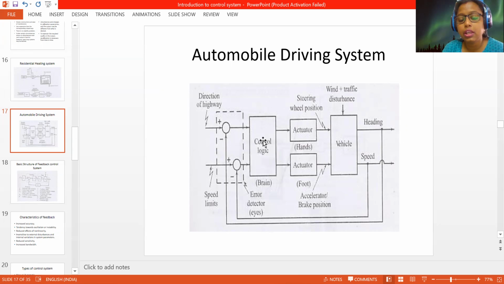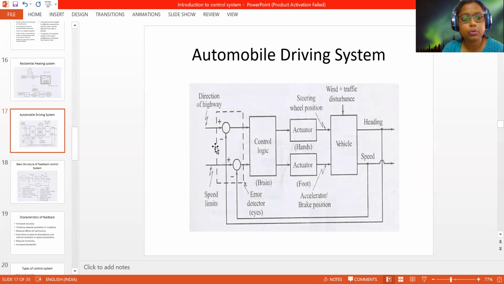So the brain is actually acting as the controller in this particular system, and your hands and foot will be there for the steering position of the wheel for the hands, and the foot will be for the accelerator or the brake of the vehicle, that will serve as the manipulated variable to the process. The process is the vehicle, and the different types of disturbances like wind and traffic disturbances will be treated as a disturbance for the process, that is the vehicle.